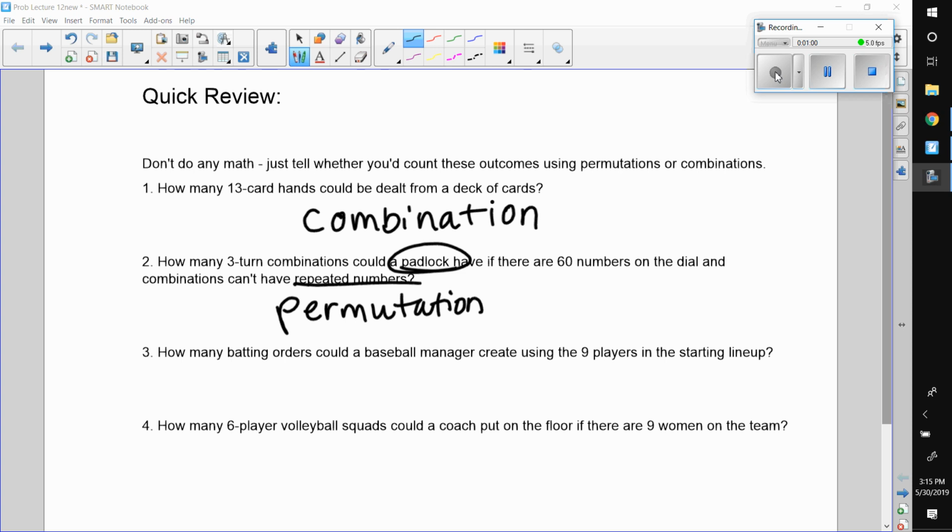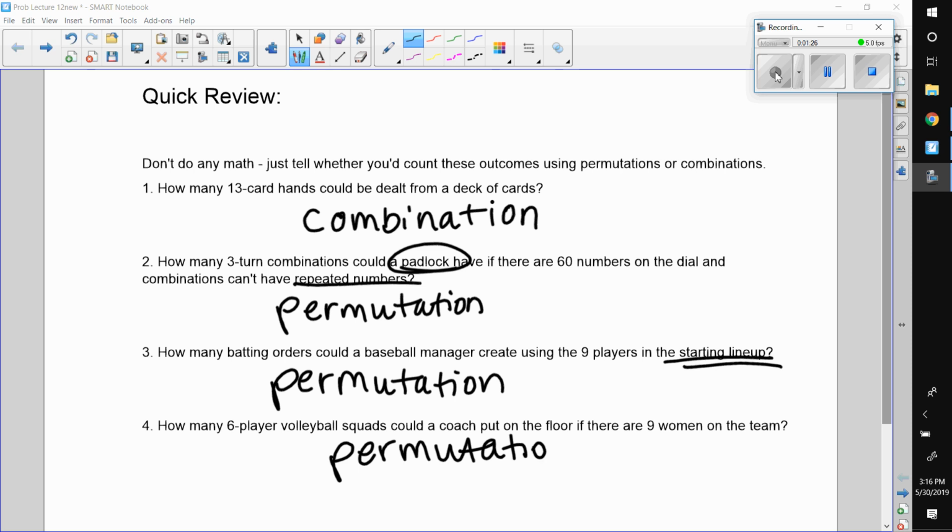How many batting orders could a baseball manager create using 9 players in the starting lineup? Those of you that do or don't know sports, your starting lineup can be important, and especially in baseball, who hits first, second, etc. This is definitely a permutation. And how many 6-player volleyball squads could a coach put on the floor if there are 9 women on the team? I would say same thing here. We're talking about a starting lineup. So it's going to be a little different.